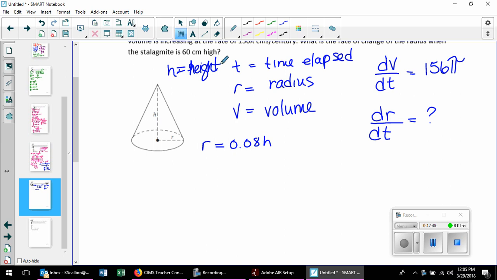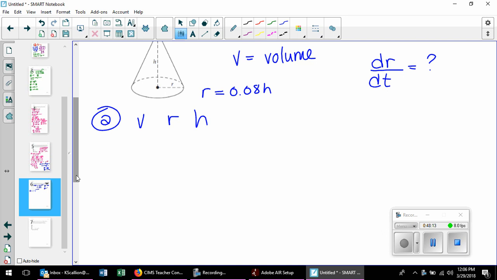Okay, so now we're going to create an equation that has to do with volume, radius, and height. We could do it. Volume, so we're relating volume, radius, and height. Do you guys know this one right off the top of your head? Volume of the cone? Yeah, it's pretty much it. If you can't read it, its volume is equal to 1/3 pi r squared h.